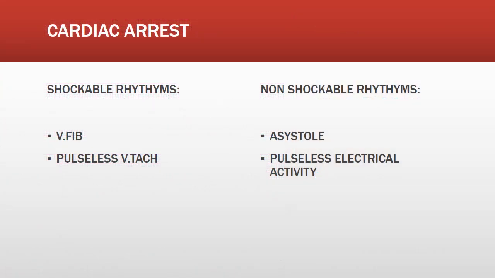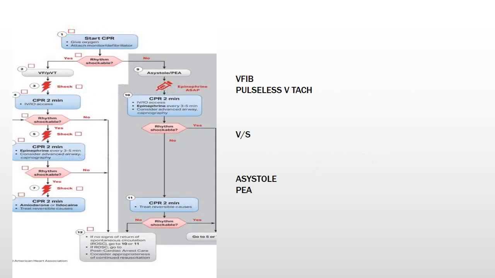As I have told you earlier, there are 2 types of rhythms, shockable and non-shockable. VFib and pulseless VTach are shockable rhythms, and asystole and pulseless electrical activity are non-shockable rhythms. So this is cardiac arrest, that is, no pulse. If you have no pulse, you will start CPR immediately. You will attach oxygen and monitor. The monitor will show you the rhythm. You will have to assess whether it's a shockable or non-shockable rhythm.